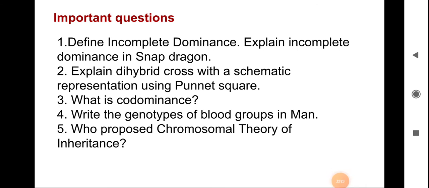Students, these are the important questions. Define incomplete dominance. Explain incomplete dominance in Snapdragon. Second, explain dihybrid cross with schematic representation using Punnett square. These are all 5 marks questions. Third, what is codominance? Fourth, write the genotypes of blood groups in man. You have to write the blood groups and the genotypes. Fifth, who proposed the chromosomal theory of inheritance? It's a 1 mark question. It was proposed by Walter Sutton and Theodore Boveri.